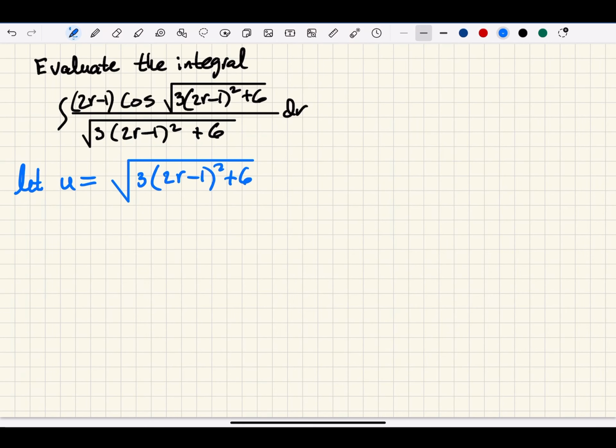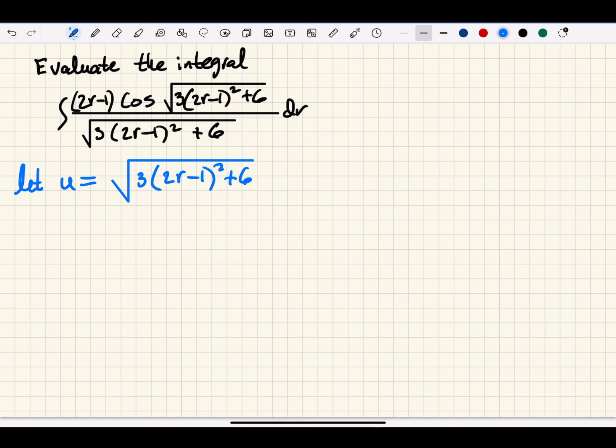Evaluate the integral of (2r - 1) times the cosine of the square root of 3(2r - 1)^2 + 6, divided by the square root of 3(2r - 1)^2 + 6, dr. We should probably begin by making a u substitution.